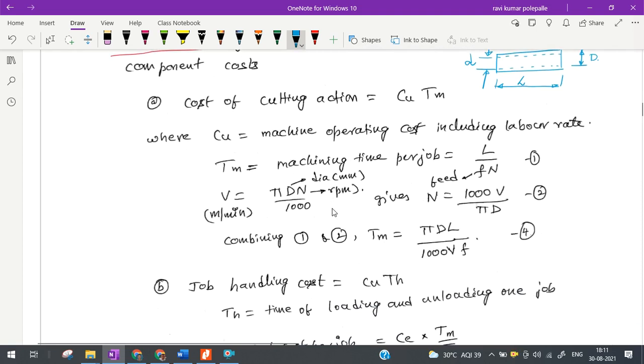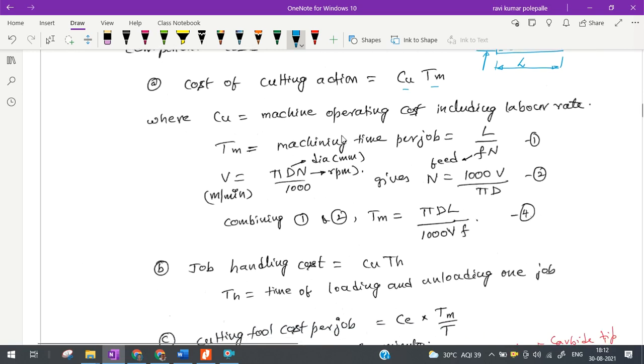First one, cost of cutting action. That is the first cost. What is the expression for this cutting action cost? I write it as Cu into Tm. What is this Cu? Cu is nothing but the machine operating cost, which includes labor rate. That means how much the person is going to be paid. Generally, we take this per minute because the calculation per minute is more appropriate. Though we may pay the operator per hour or per day or per shift, here the calculations will be convenient if we take it per minute. So all the times which I consider will be per minute.